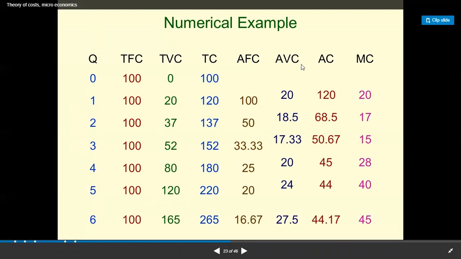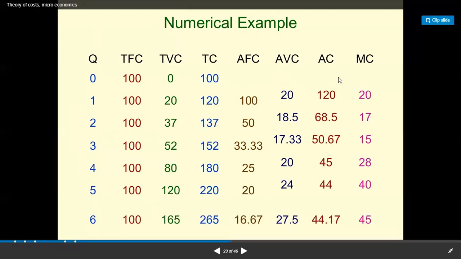Now, how can we find out the AVC? Here is the TVC, the big brother. So we just divide TVC by the quantity and we get the AVC. 20 divided by 1, 20. 37 divided by 2, 18.5. 52 divided by 3, 17.33. 80 divided by 4, 20. Have you seen some changes here? Just note down the changes. I will ask some questions about that. Then 21, 25, 24, then 27.